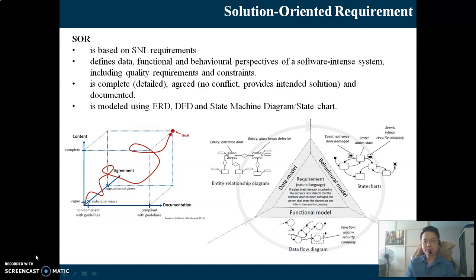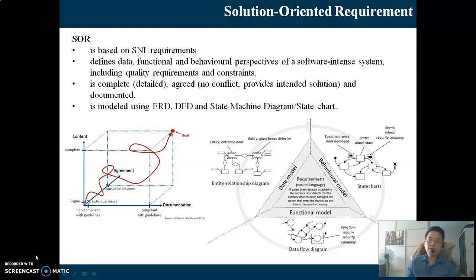Statecharts and UML state machine diagrams are two modeling languages, or model notations, that we'll be exploring later on in the following lecture. And in the final lecture, we'll be looking at the functional model, which represents the functional perspective of the requirement. There are many techniques to come up with a data flow diagram. We'll be learning some of these techniques, with special emphasis on the event-oriented data flow diagram.